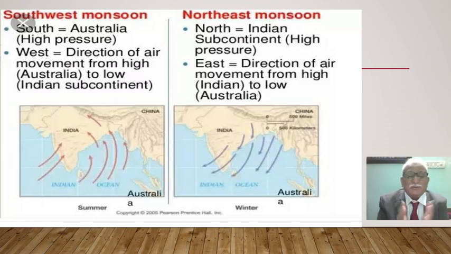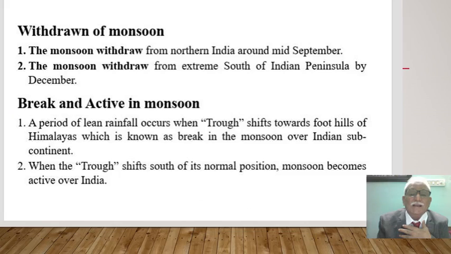Asia is bestowed, more so India is bestowed with these wonderful monsoons. There is nothing comparable to southwest monsoon and northeast monsoon over the Indian subcontinent or in Asia, as far as the peculiar rainfall occurring mechanisms are concerned. So this is how schematically we can see. So withdrawal of the monsoon, of course, from northern India around mid-September they withdraw. South of Indian Peninsula by December the northeast monsoon withdraws. So this is how it happens.